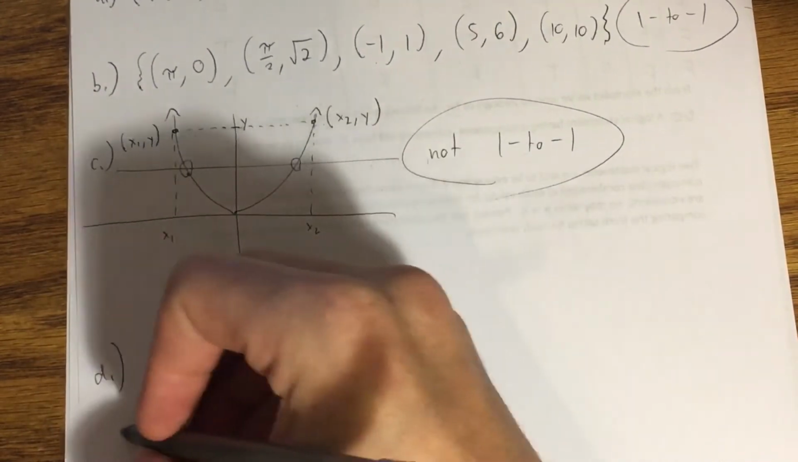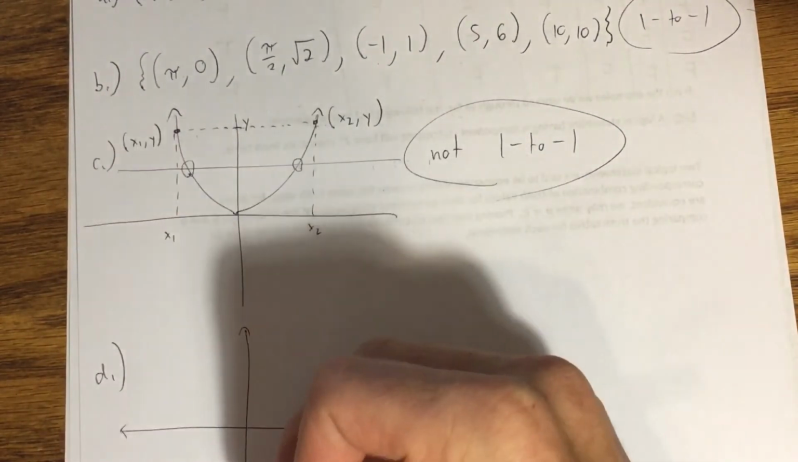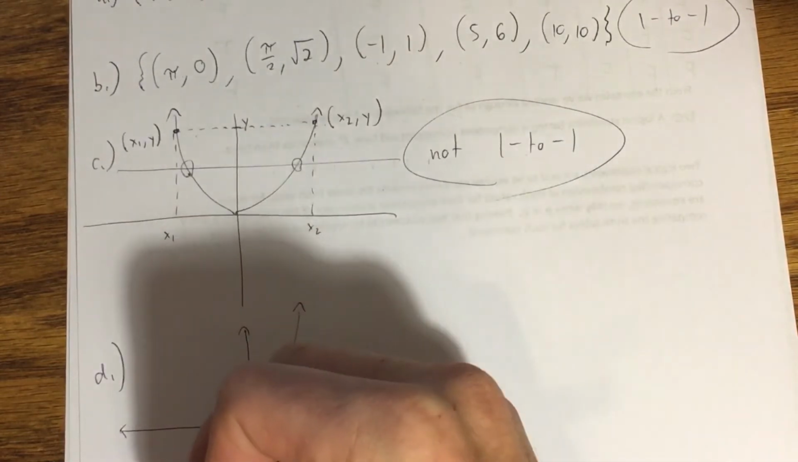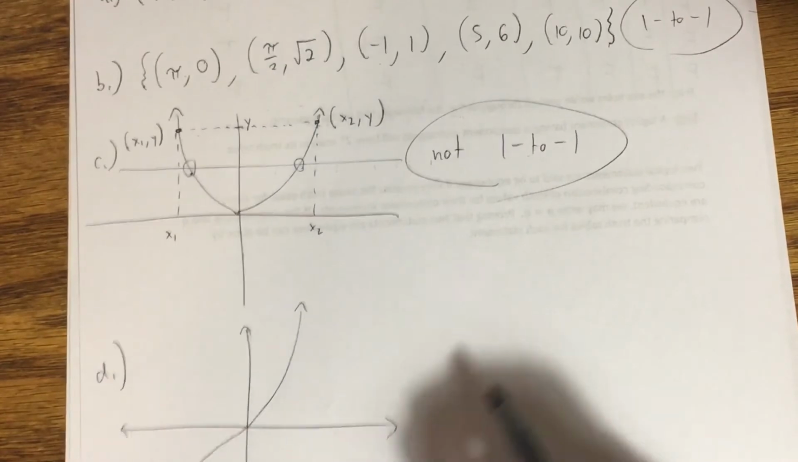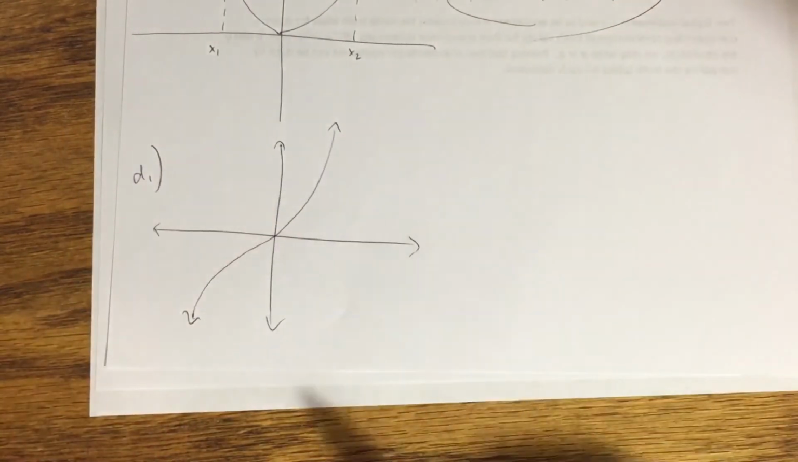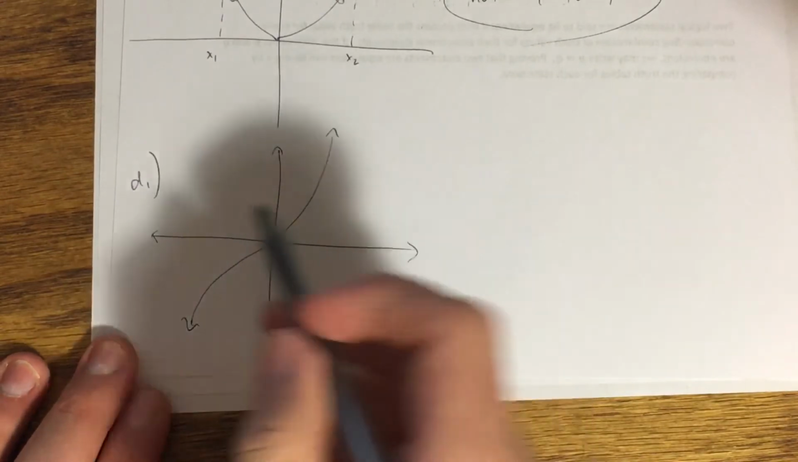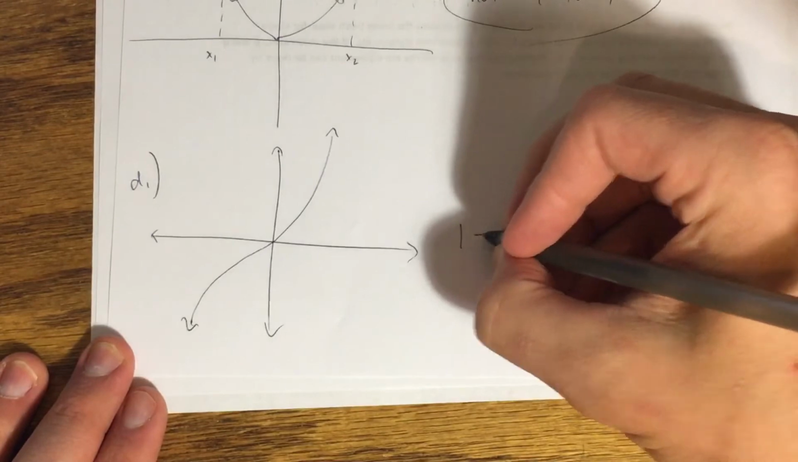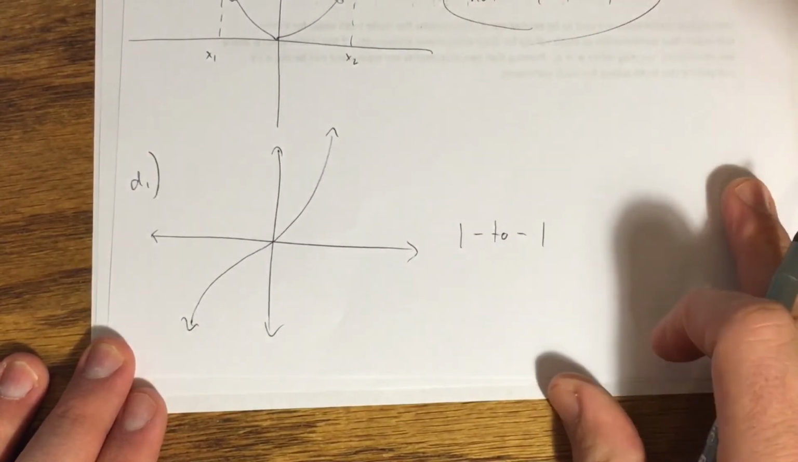Let's look at a graph that is one-to-one, one that passes the horizontal line test. Say a graph like this. It's a function because any vertical line will only ever intersect that curve once, and the same can be said of any horizontal line, no matter how I draw that horizontal line. So this one is one-to-one. Okay? A little bit trickier.